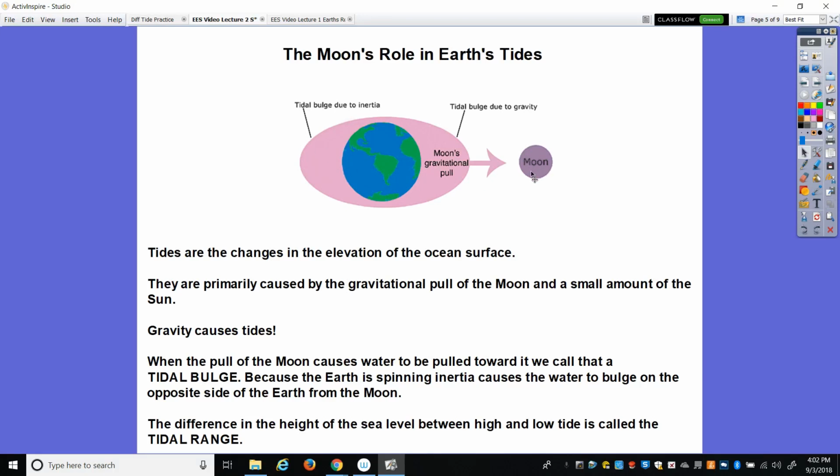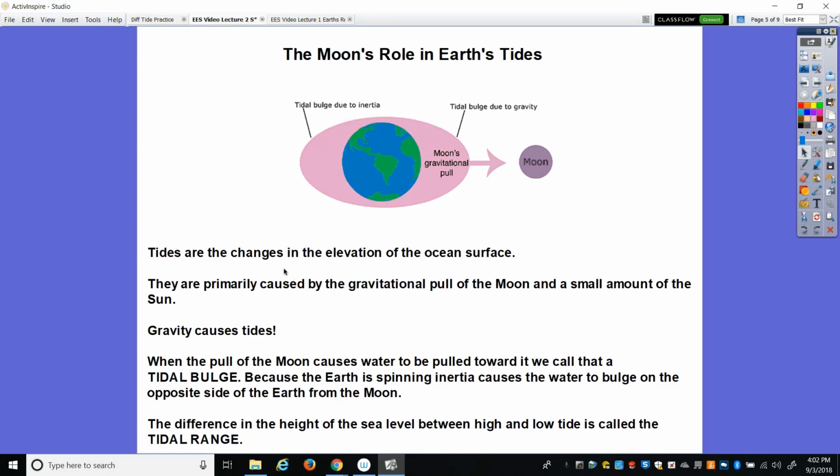Now, interestingly enough, we have the moon here, and you would say, okay, so it's pulling the water that way. Well, what's going on over here? Don't forget that the Earth is rotating, and so inertia causes the opposite side to be pulled out as well. It's kind of like a spinning top.